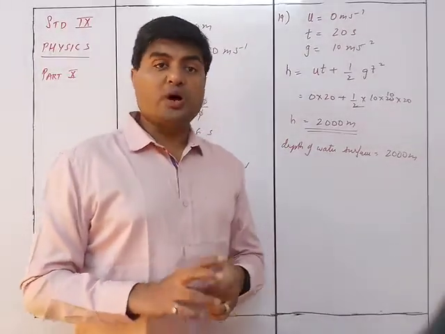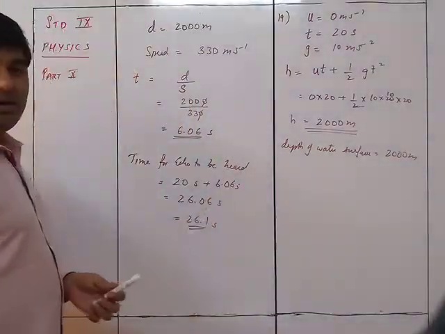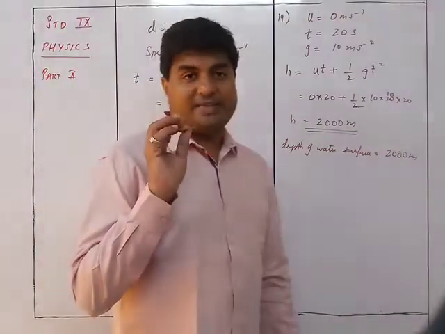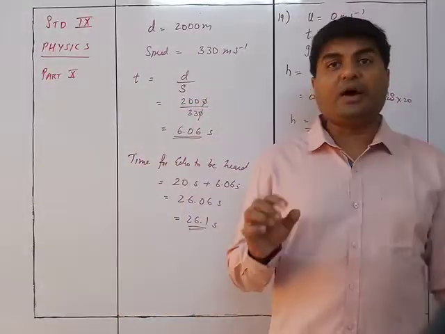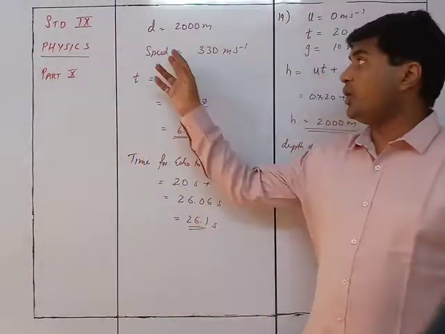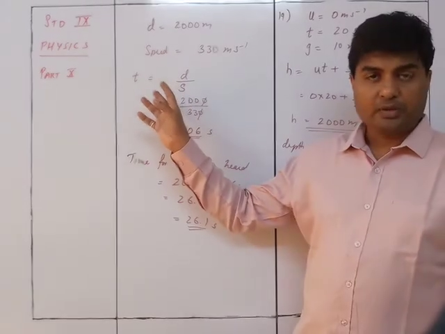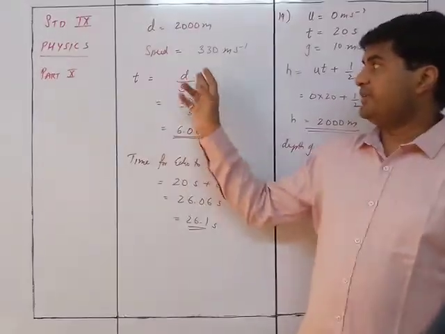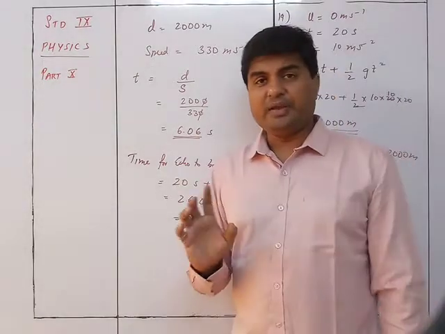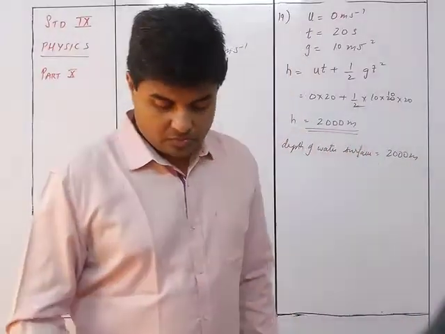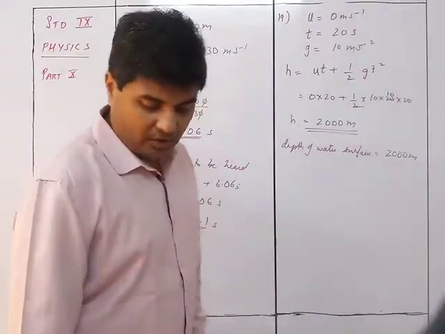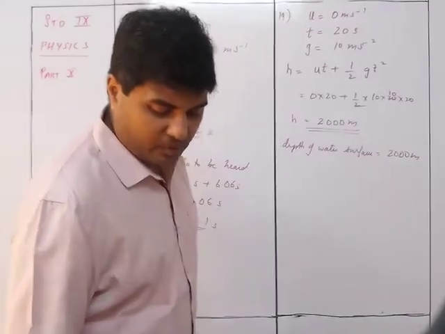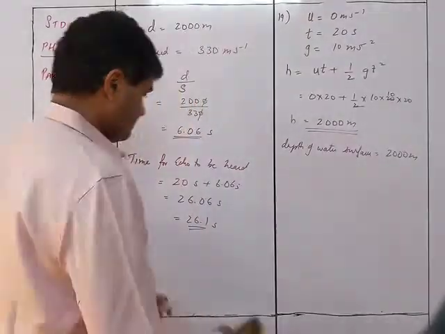Understood? So this was your sum number 19. Easy sum, but you need to understand that here we are also using a general formula of speed equals distance upon time, so time equals distance upon speed. This we are using in this case. So this was sum number 19. We now come to the last sum, that is sum number 20, which is an important sum.